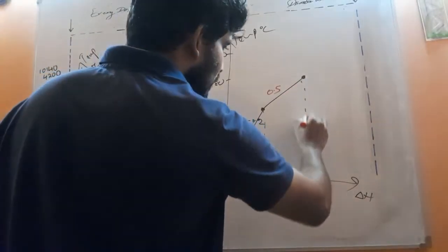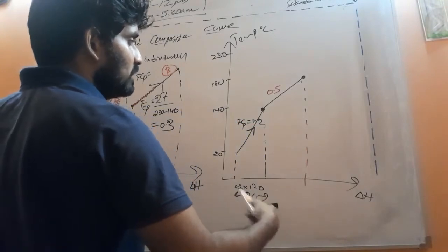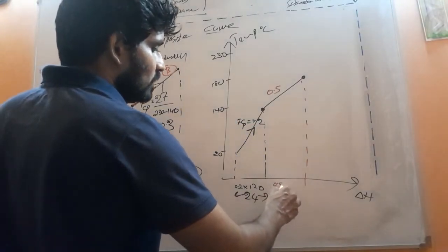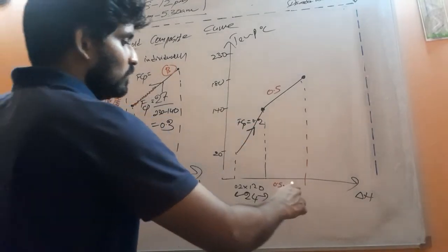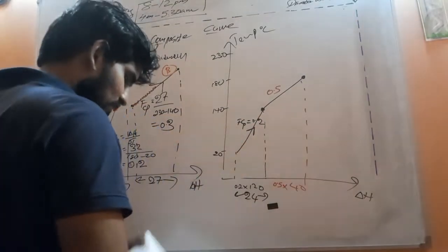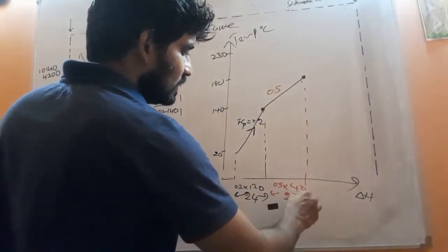So how to find delta H? Delta H is FCP multiplied by temperature difference. So 0.5 multiplied by, what is the temperature difference? 180 minus 140, that is 40, right? So it is how much? 20. Delta H 20.